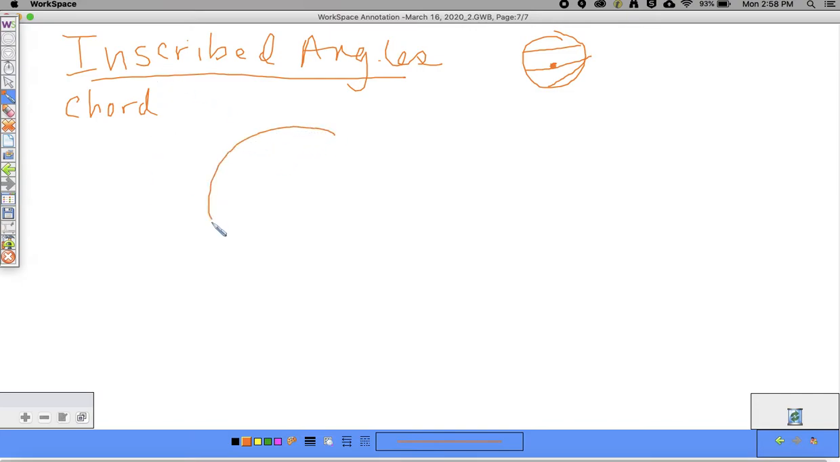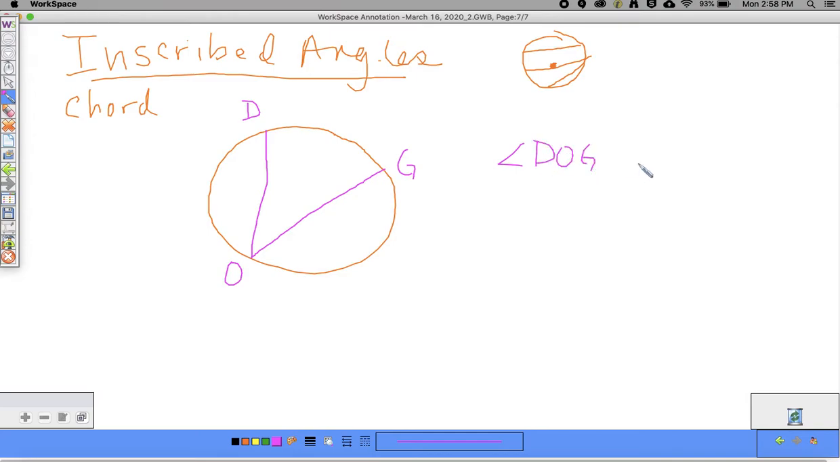So an inscribed angle is formed by the intersection of two chords. So if I say DOG, angle DOG is an inscribed angle. Okay? It's an inscribed angle.